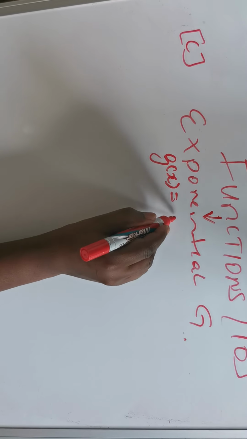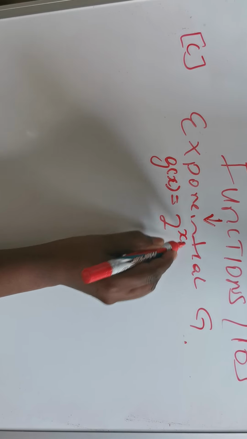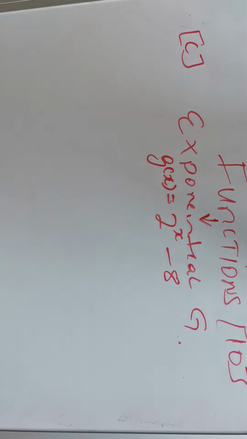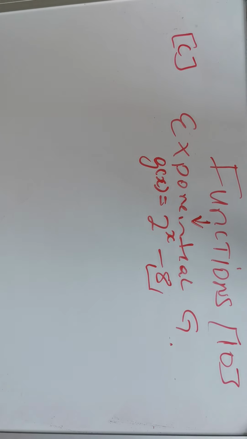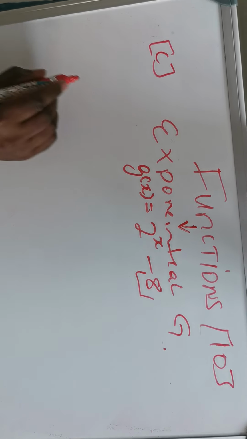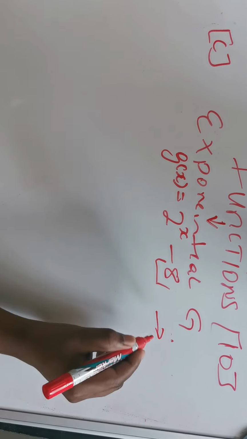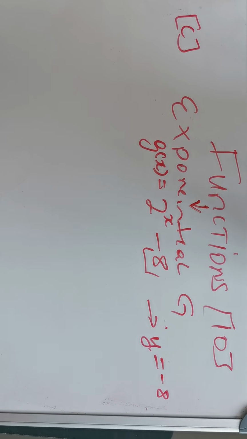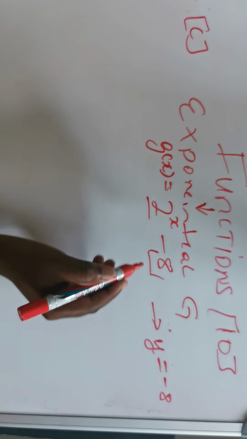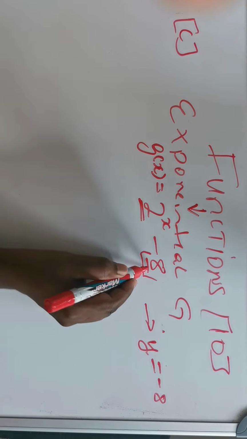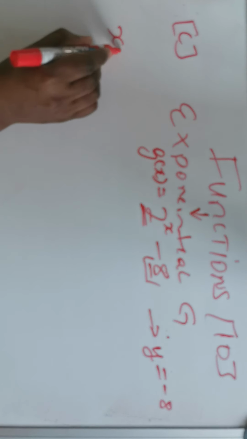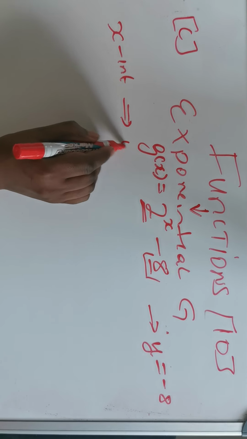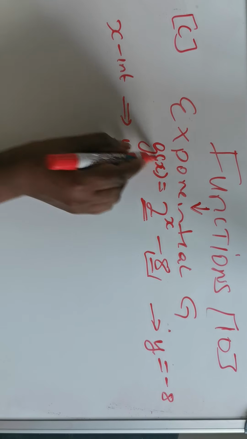Here we have g of x. Let's say this is 2 exponent x. Let's say this is minus 8. Now we have q, right? Which means for this one, the first thing that we have to indicate is our asymptote. We know our asymptote is equal to minus 8. Since we have two terms, these 2 exponent x is minus 8, which means in this case we have to look at what we call x-intercept, obviously by letting what? Y be 0.